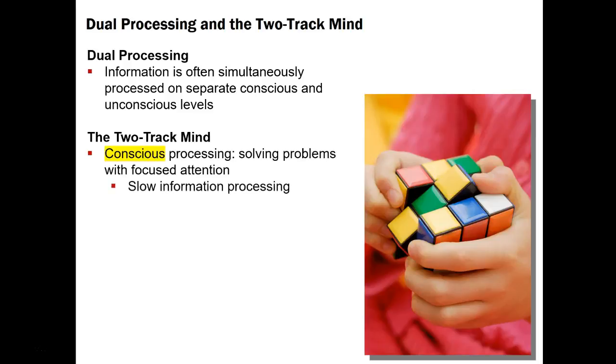So dual processing is referring to our two-track mind, which is that we process information on two different tracks, the very conscious level. For example, if you're solving a puzzle, you're thinking very consciously about how to move the things in the Rubik's Cube, or if you're solving a math problem, you're thinking very consciously about how to compute the numbers, maybe adding and multiplying and all that stuff. And our brain has to process that information a little bit slower because it's very conscious, it takes deliberate conscious effort.